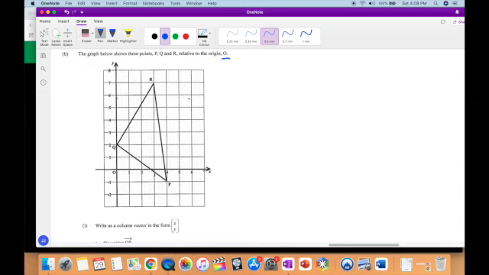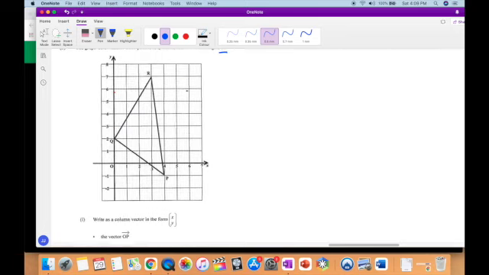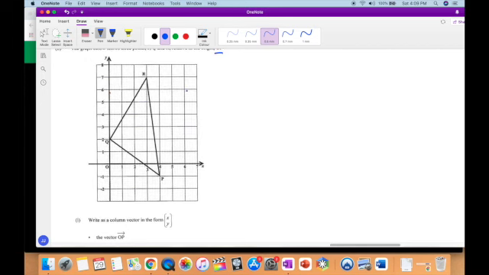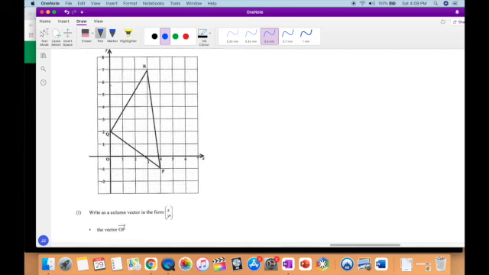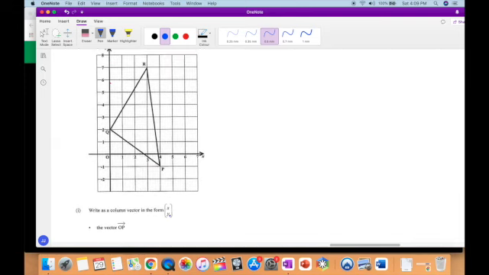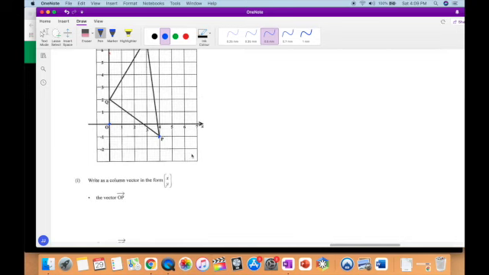Well, I see origin O, so I automatically start to think position vectors. Write as a column vector of the form (x, y). First is OP. I see here from the origin O, OP is a position vector from the origin O. P is 1, 2, 3, 4 on the horizontal, minus 1 on the vertical. So it's (4, -1).